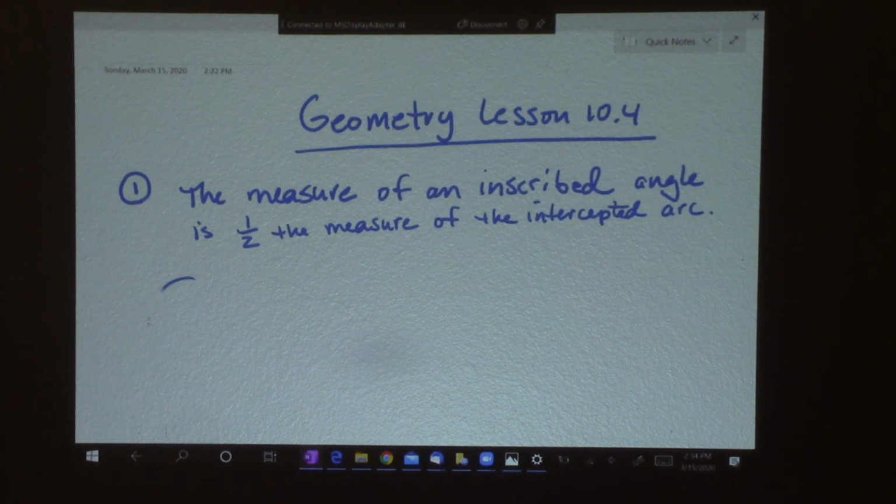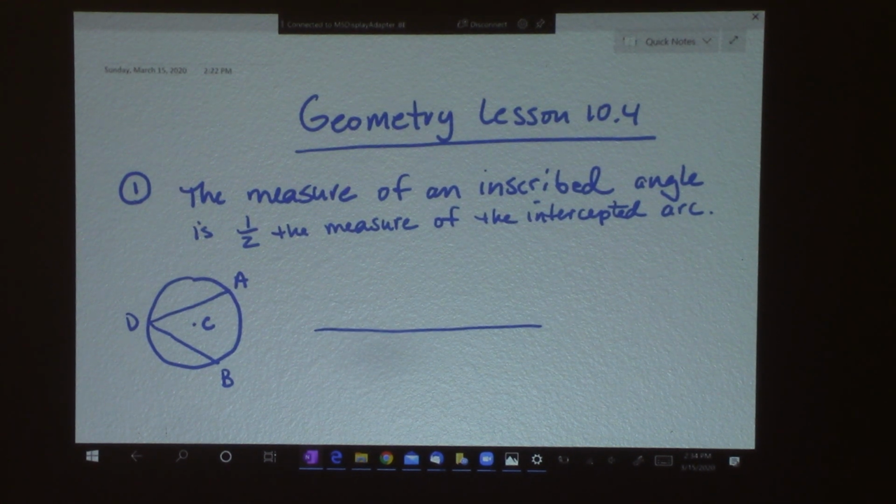Okay, I'm going to draw the picture. This picture is there for you. A, D, C is the middle, the center, and B. So what does this mean? This means on the second line straight across from there, I want you to write the measure of angle ADB equals half of arc AB. So you can finish writing that.